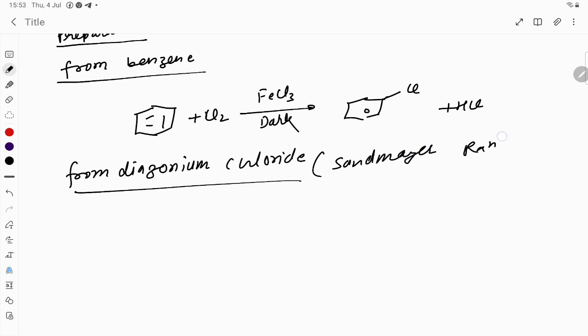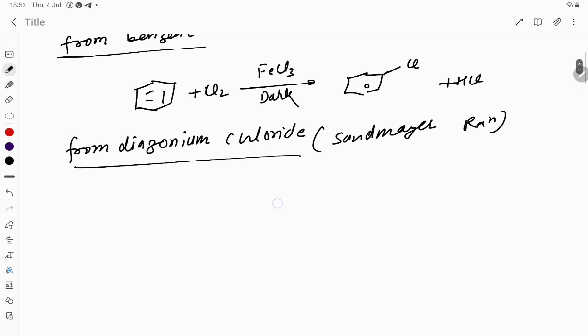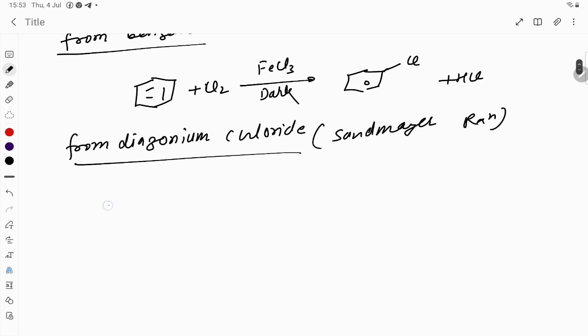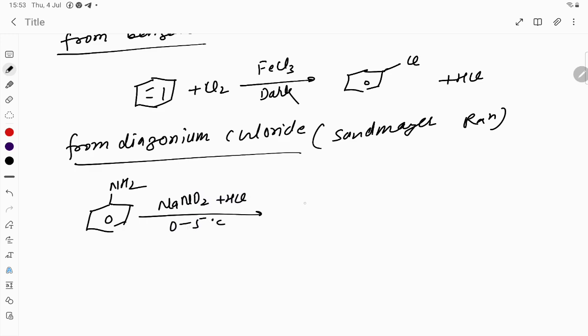Sandmeyer reaction. If you see, student, Sandmeyer reaction. So first of all, we do the diazotization. This is the aniline, student. And if you are treating with NaNO2 plus HCl at 0 to 5 degree C, so what is it going to give? It is going to give benzene diazonium chloride, N2Cl.